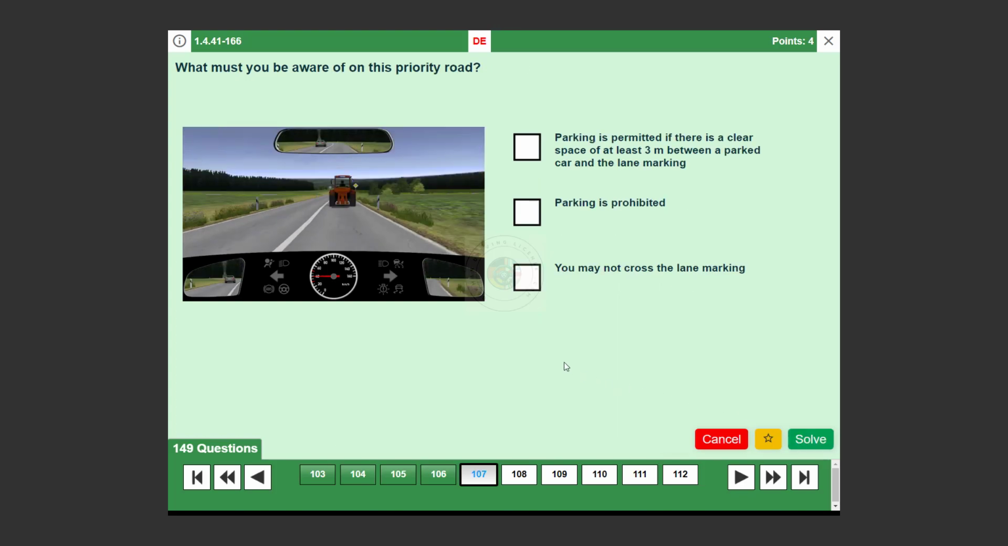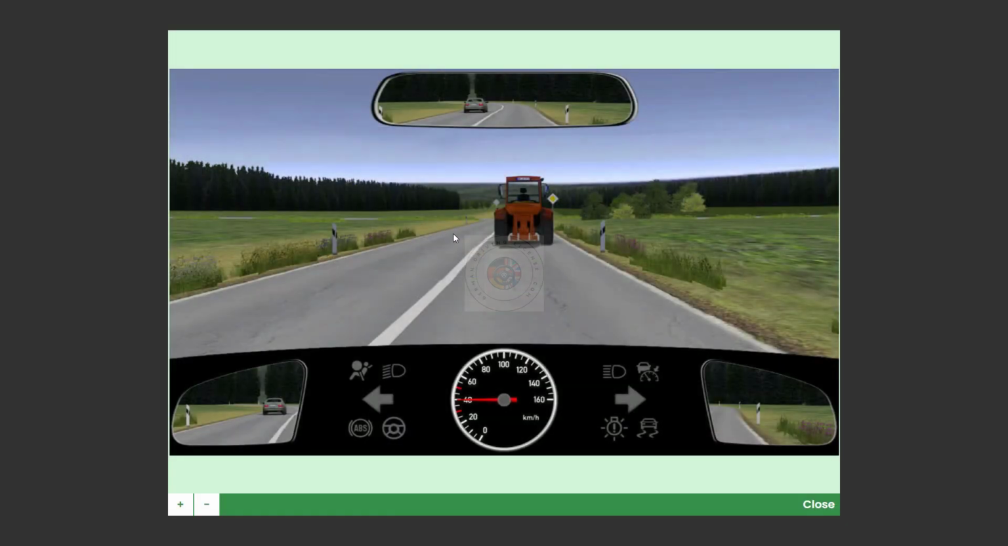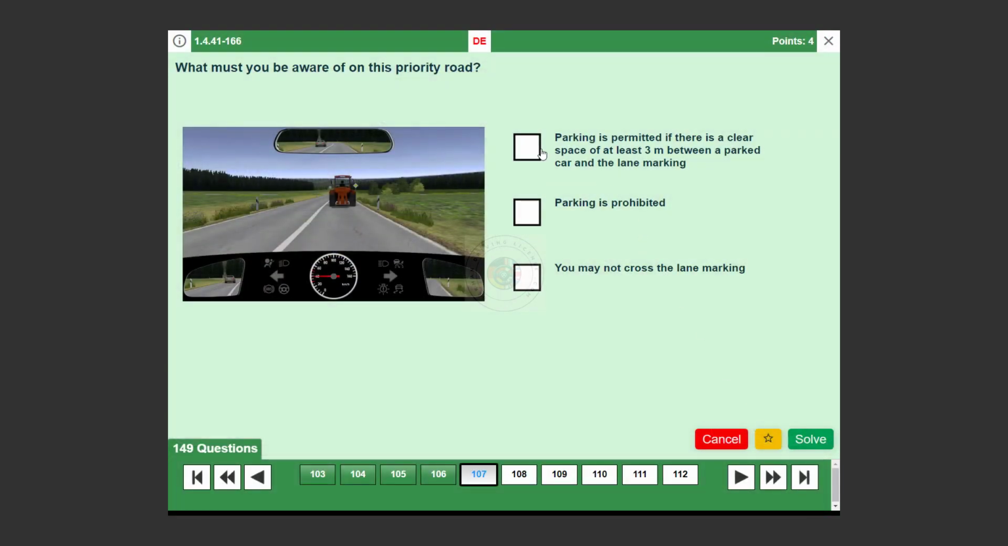Question number 107. What must you be aware of on this priority road? Parking is permitted if there is a clear space of at least 3 meters between a parked car and the lane marking. False. Parking isn't permitted as there's no 3 meters clearance between a parked vehicle and the lane boundary on this priority road. Parking is prohibited. True. Given the lack of necessary space, parking is prohibited on this priority road. You may not cross the lane marking. True. Crossing the continuous lane marking is not allowed, maintaining lane discipline and safety.